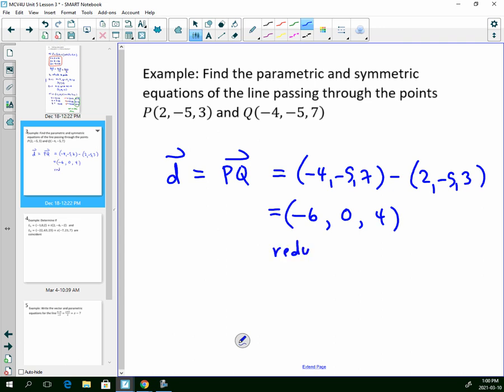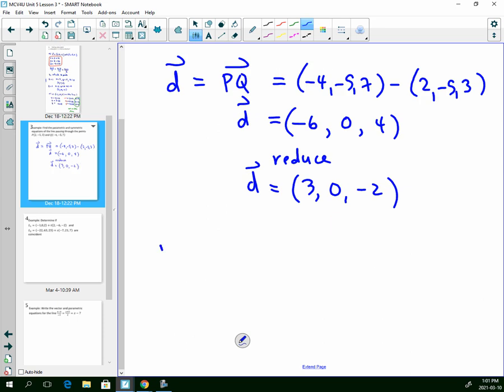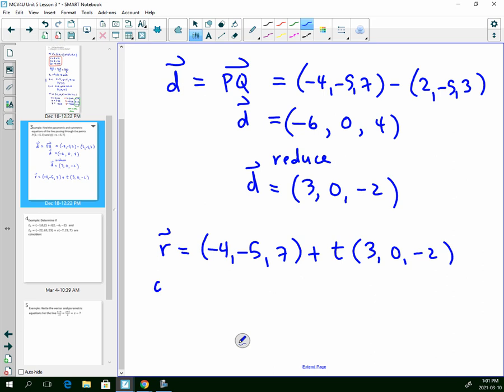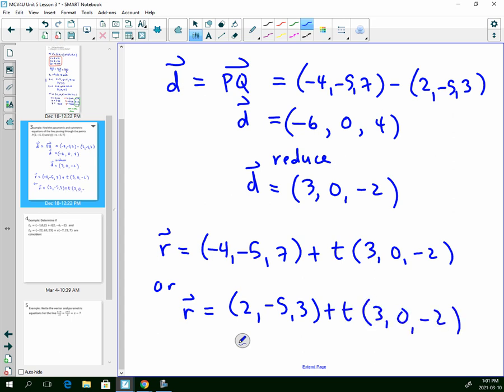You could use that. You could also reduce into lowest terms. So I could divide all components by -2, which would give me 3, 0, and -2. So I could also use that. And I could use either point. So I could use starting at P in the direction 3, 0, -2, or I could say starting at Q, going in that same direction, or I could also use the direction vector -6, 0, 4.